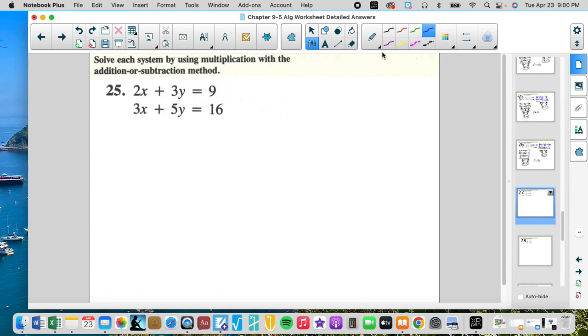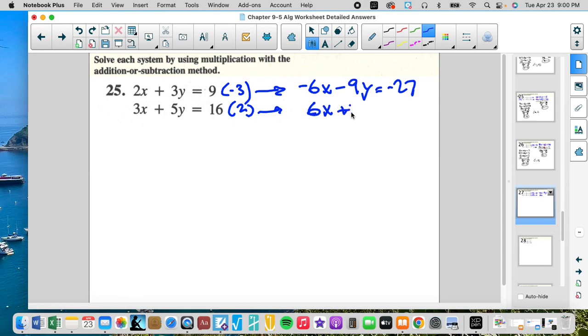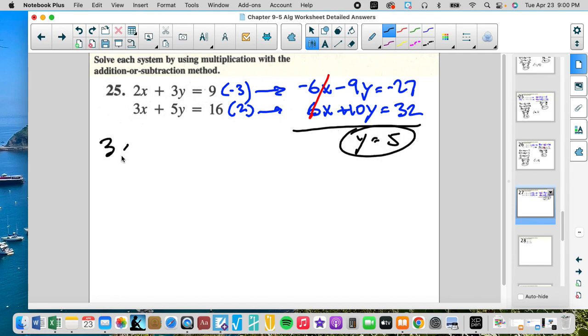Let's choose the smaller. So negative 3, 2. That is negative 6x minus 9y equals negative 27. This is 6x plus 10y equals 32. We like this. We like this. It cancels. Left with y equals 5. So we didn't have to do any more work. Yay! We like that when they cancel.